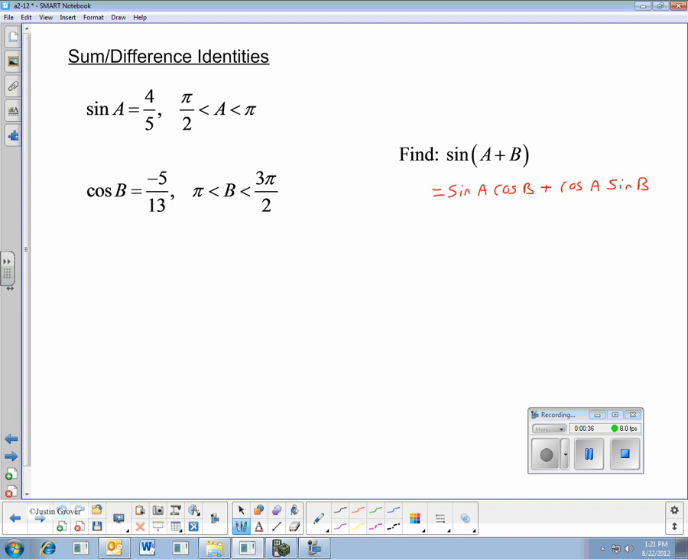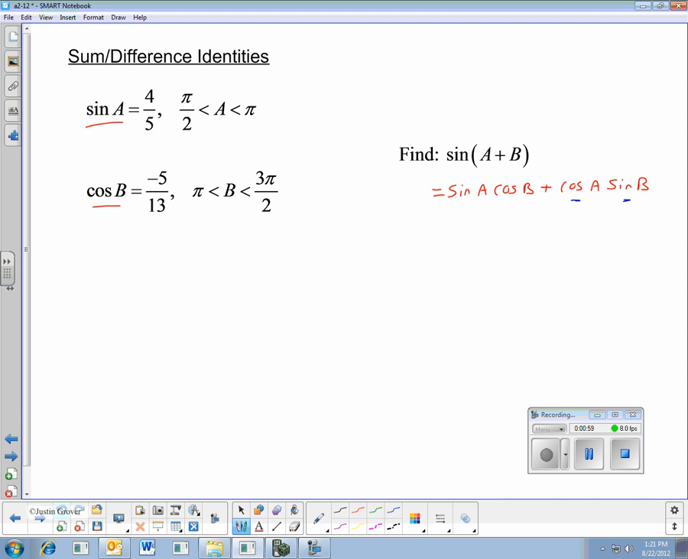And so that's what we're going to use. I have examples here where I'm giving you sine A and cosine B. But notice that what we need for this identity is a sine A, we have that, a cosine B, we have that, but then we need cosine A, we don't have this, and we need sine B, we don't have this. So we need to find those first.